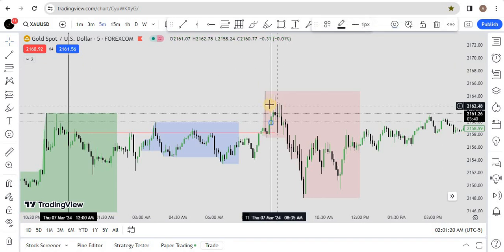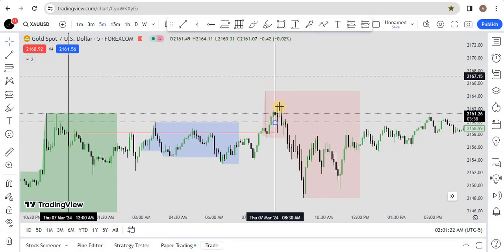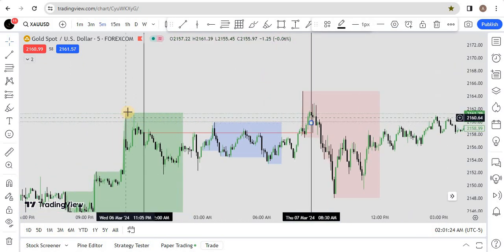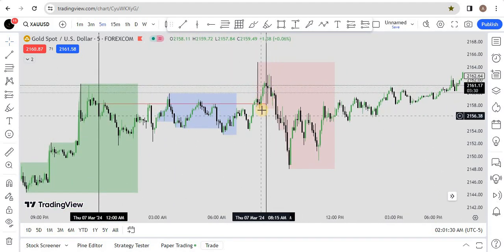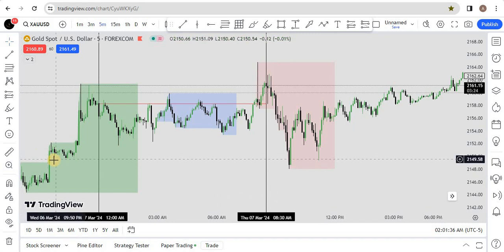So the thing is, the gold price just touched the all-time high of the gold, and then took the liquidity of the previous session of London and Asian. After that, market structure shift, displacement, we have a fair value gap. In the lower time frame, you will see entry, target, relative equal highs, and imbalance.